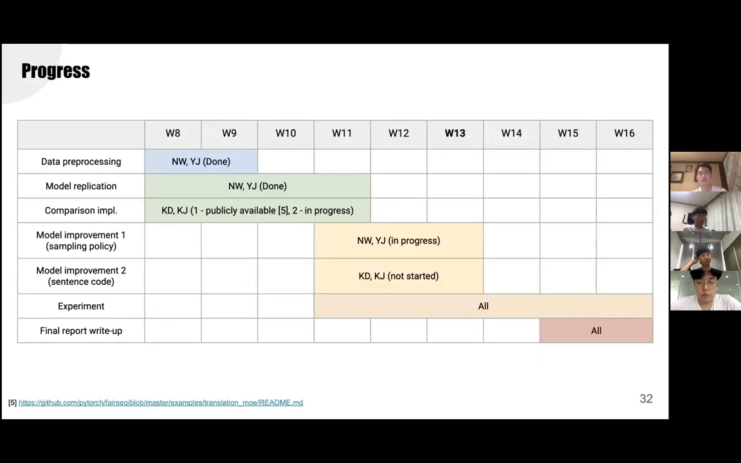And here's our brief progress. We are currently working on implementing the comparison papers, and we're also working on improving the model in the two ways we mentioned before. And this is it for our presentation.